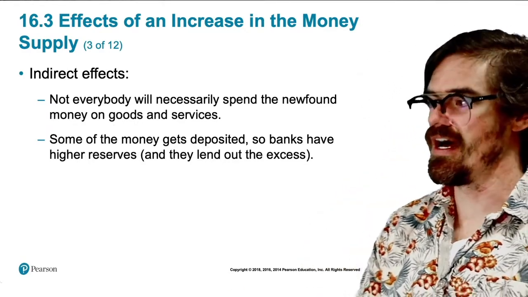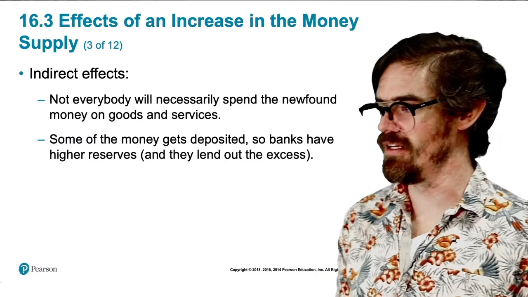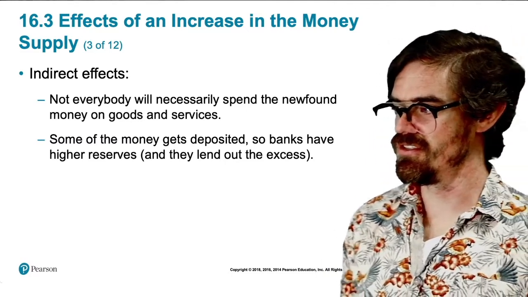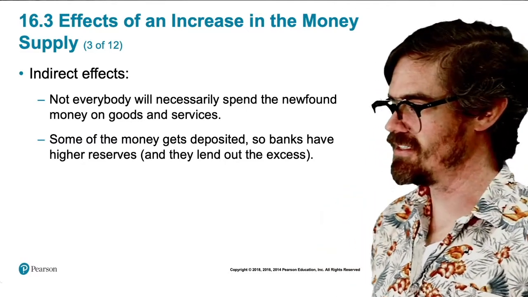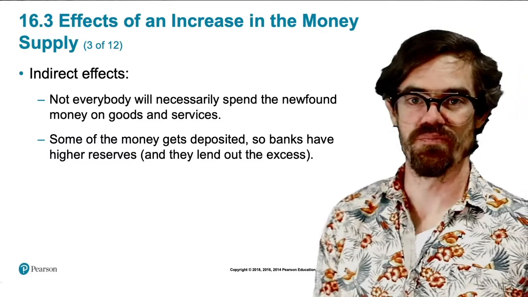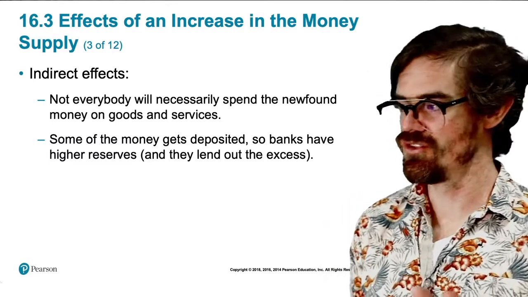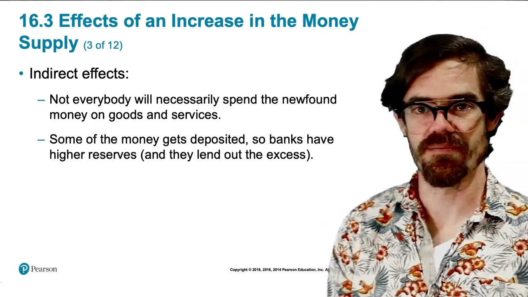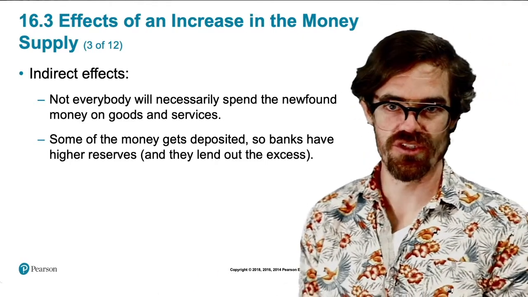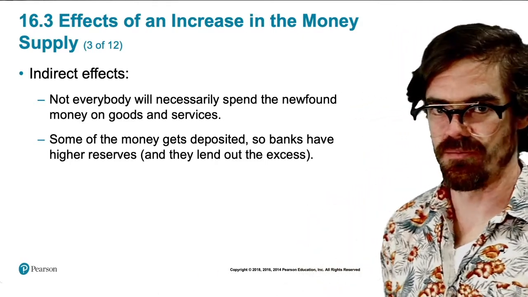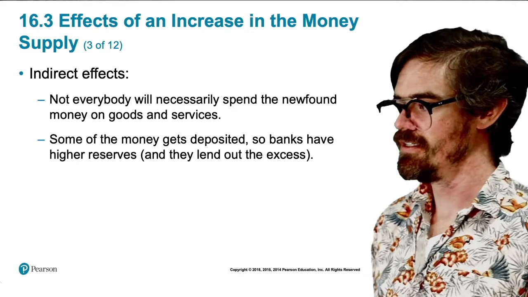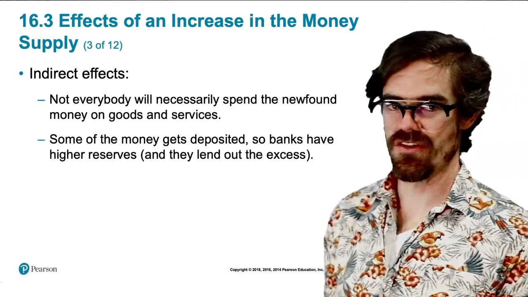So like I mentioned, not everybody's necessarily going to spend this money on goods and services. Some of it's going to get deposited at banks. And when that happens, those banks have higher reserves. And they end up lending out the excess reserves, right? So recall all this from the last chapter, chapter 15. Okay, so those are the indirect effects.